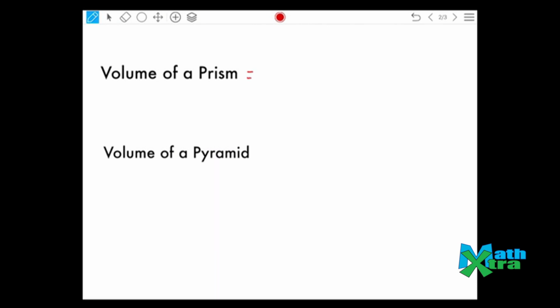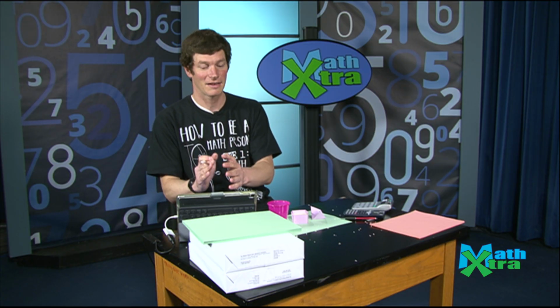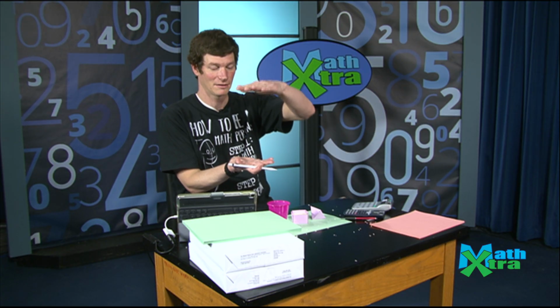To find the volume of a prism, it's the area of the base times the height. Notice I didn't say length times width times height, because it's not always length times width. It's length times width for a rectangle base, but for a triangular base it'll be different. For a parallelogram base it'll be different. It's the area of the base times the height.